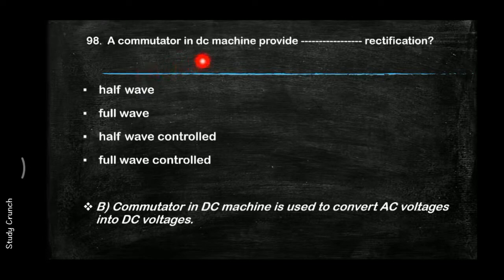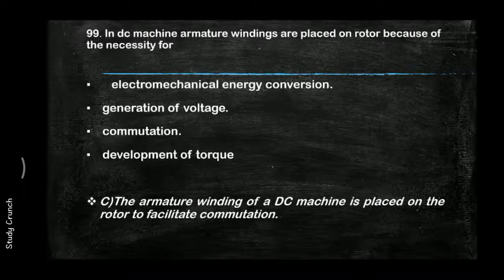Next, a commutator in a DC machine provides which rectification? So the answer is it provides a full wave rectification. We know that it converts AC voltage into DC voltage. Next, in DC machine, armature winding is placed on the rotor because of the necessity for commutation. So the armature winding of a DC machine is placed on the rotor to facilitate the commutation.